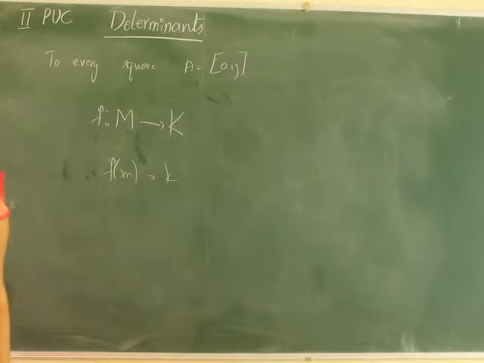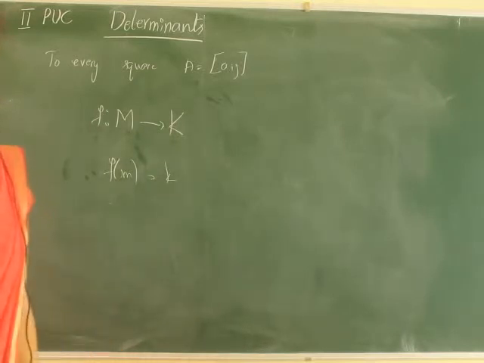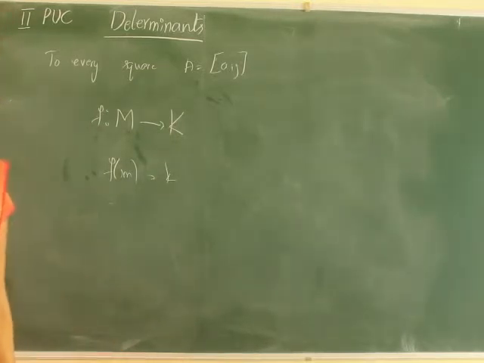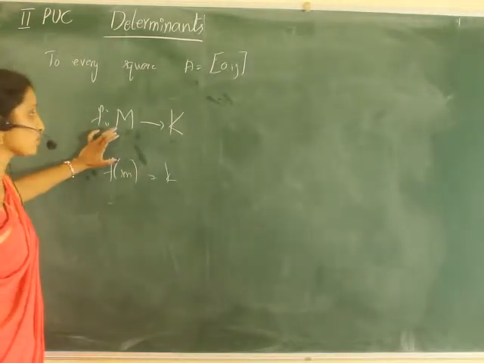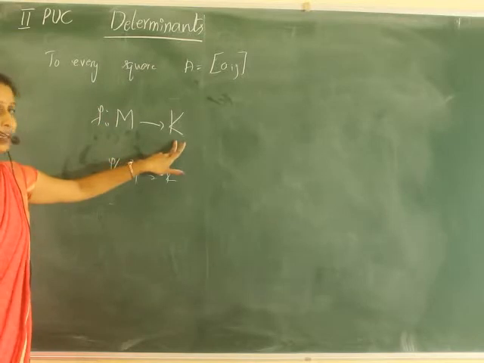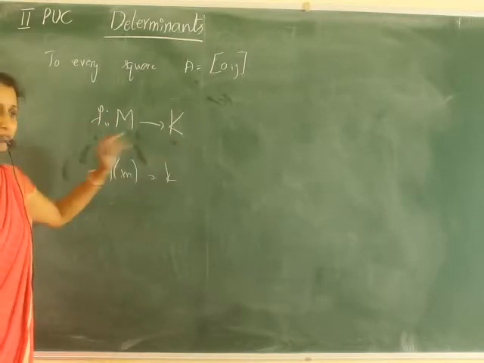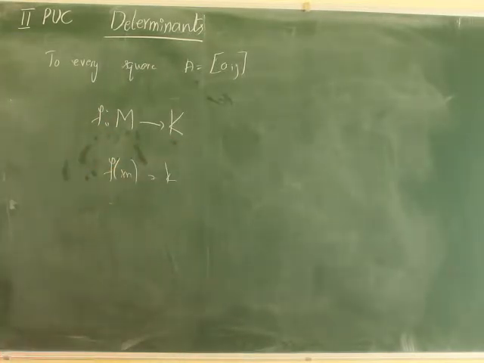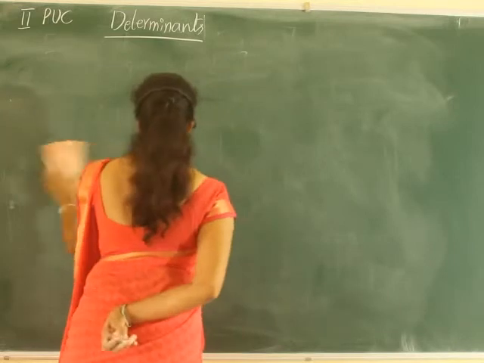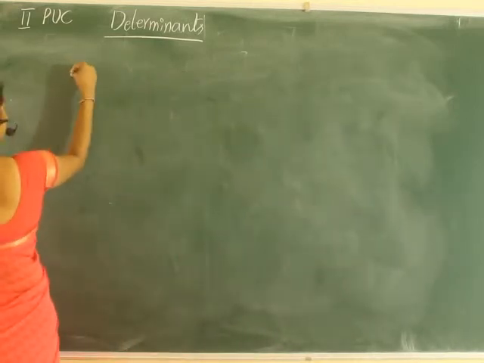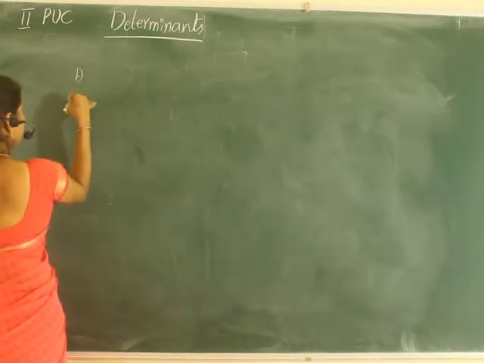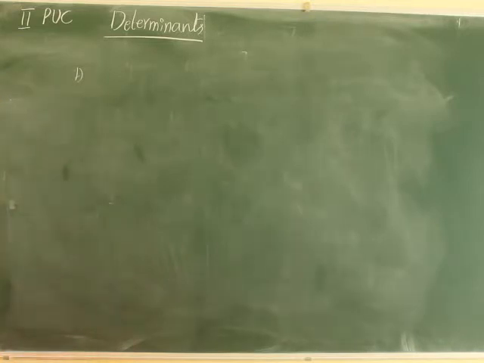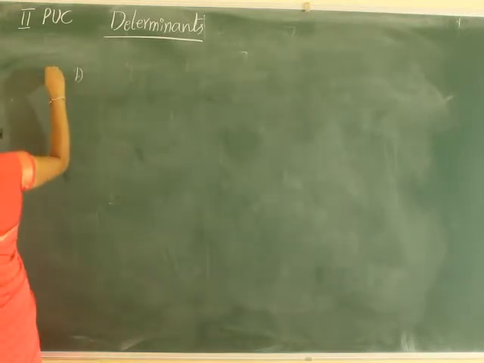So these are the two definitions of a determinant. Either it is a number assigned to a square matrix, or it is a function from the set of all square matrices to the set of real or complex numbers. So how do we denote a determinant? If A is the matrix, then the determinant of this matrix can be denoted by determinant of A.